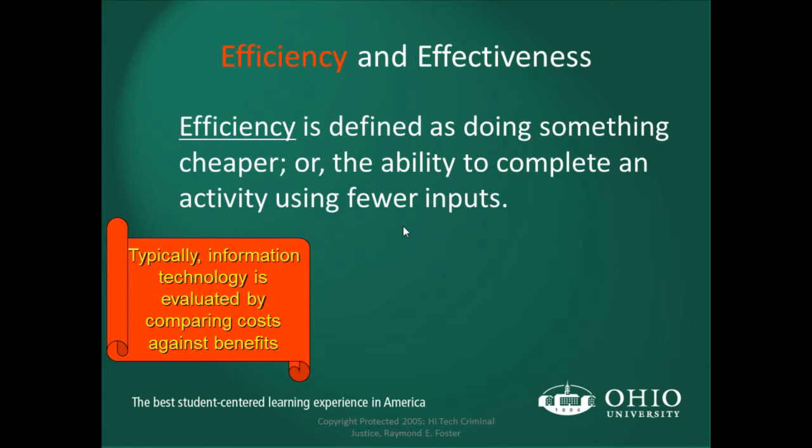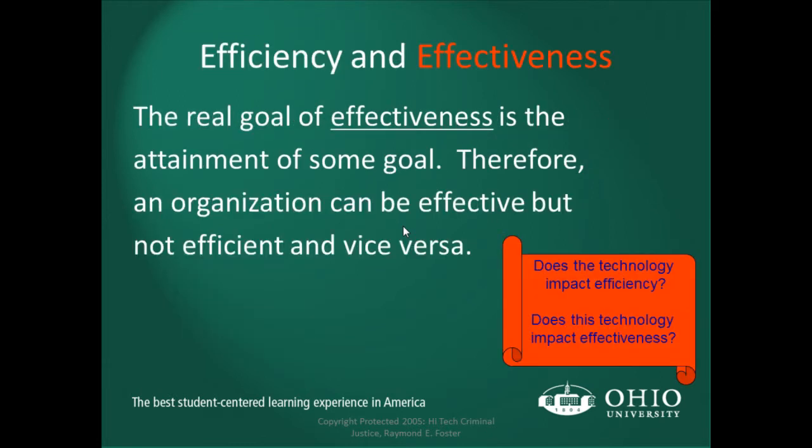Typically information technology is evaluated by comparing cost and benefits. So from a technology standpoint, if we can't make the process that you're using to do something more efficient, then that's where we weigh the cost versus the benefit. Effectiveness, the real goal of effectiveness is to attain some goal. Therefore, organizations can be effective but not efficient, and vice versa.